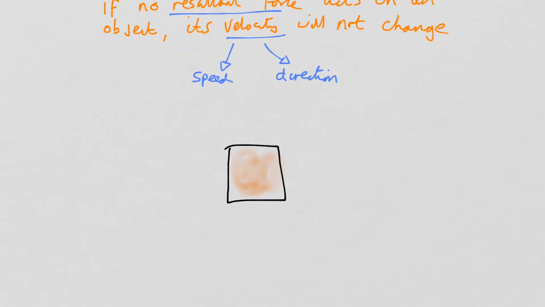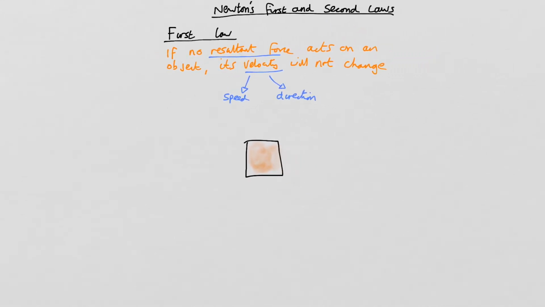Let's take this block for example. This block here has no resultant force acting on it. You can see that there's no resultant force acting on it. That means its velocity won't change. Currently it is stationary, so it will remain stationary, it won't move. If I applied a resultant force to the block, then it will start to accelerate.